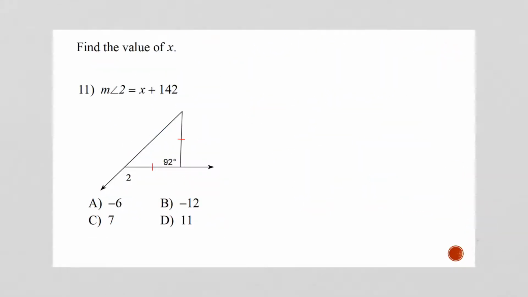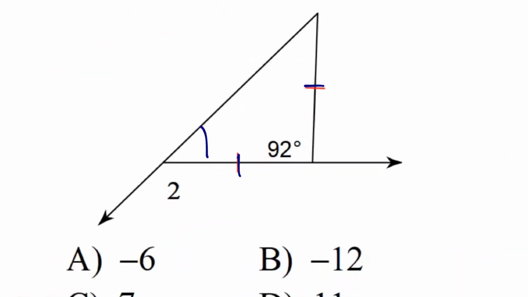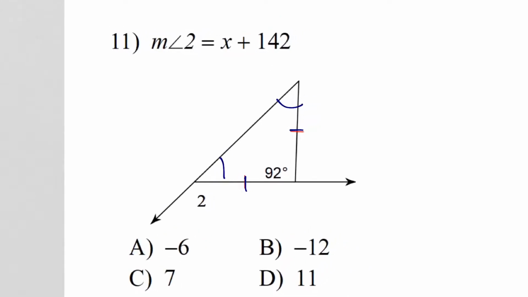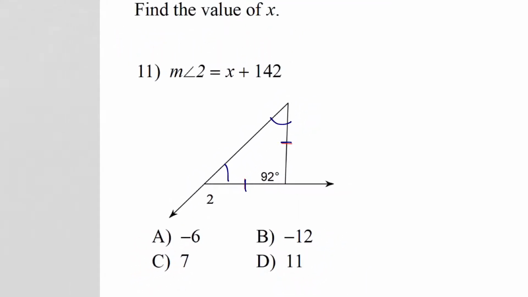Number 11, they gave you an isosceles triangle. How do I know that? Because of these tick marks, which means that the base angles of the triangle are also congruent. So this question gives us the measurement of angle 2, but I know that these angles have to be congruent. So I'm going to look for those angles first, and then I'll deal with angle 2.